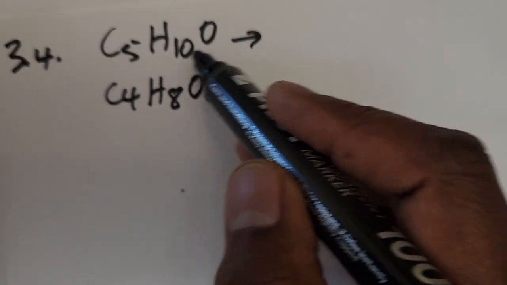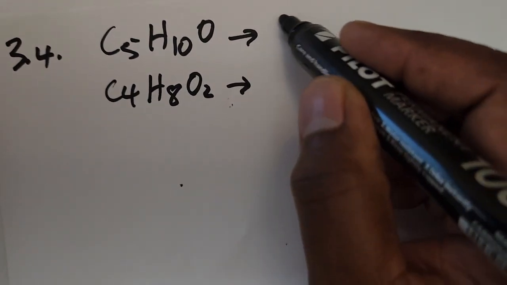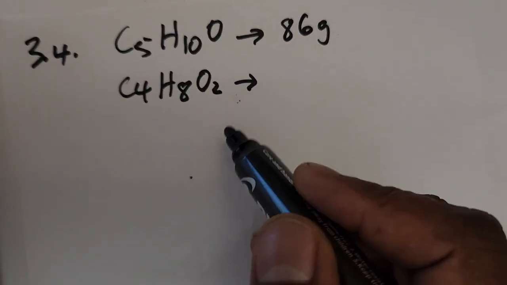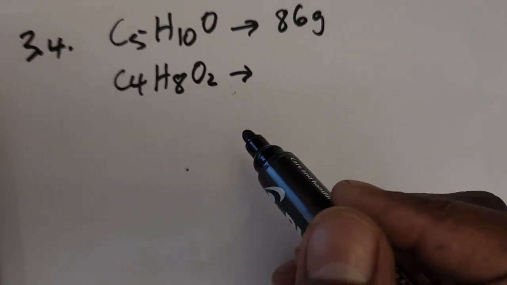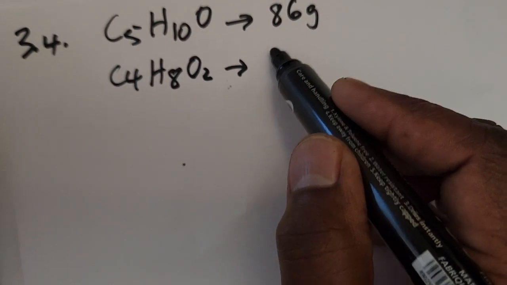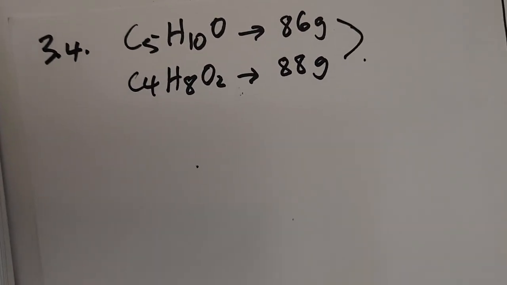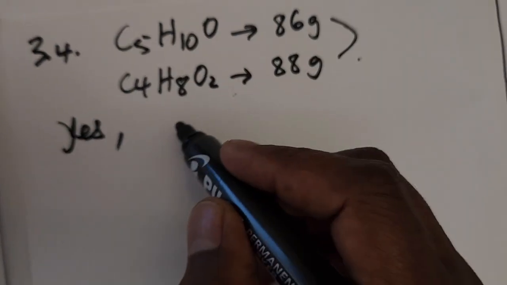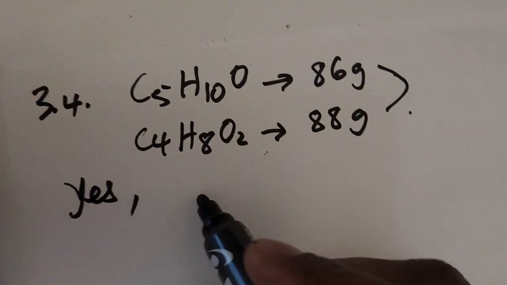12 times 5 is 60 plus 10, 70 plus 16 is around 86 grams. And then this one, 12 times 4 is 48, and then plus 8 is 56, and then plus 32. Therefore, it's somewhere around 88. So the 2 are comparable, yes. Therefore, comparable masses here. Then our answer will say yes.